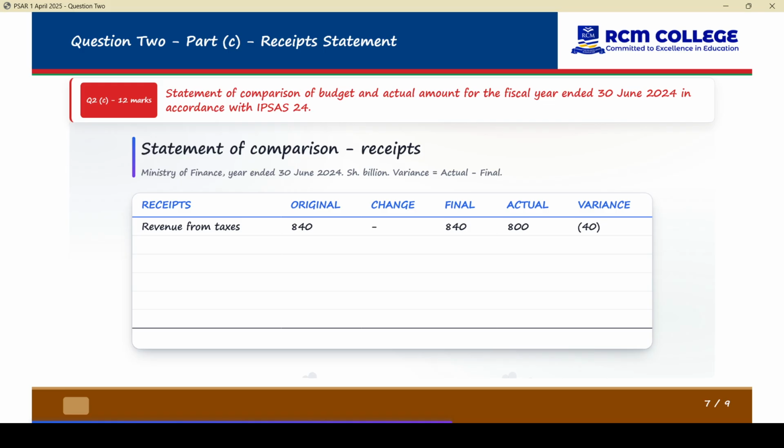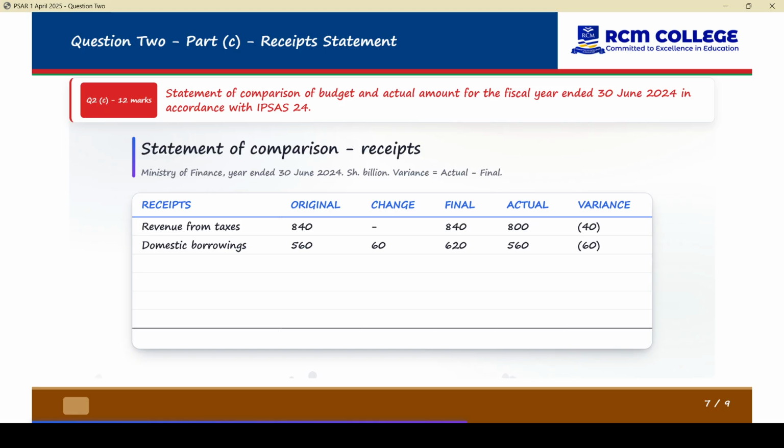So revenue. If you look at the revenue, we started with 840. There was no change. Then the final is 840. The actual is 800. Therefore, the variance, you take the actual less the final. It is 40.